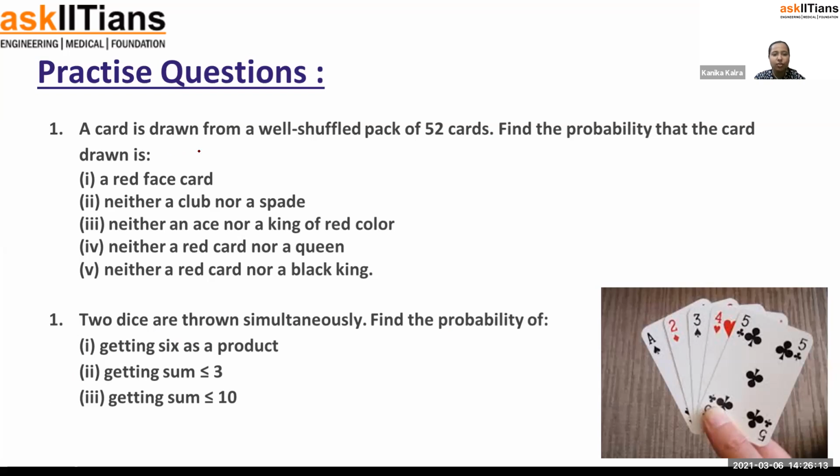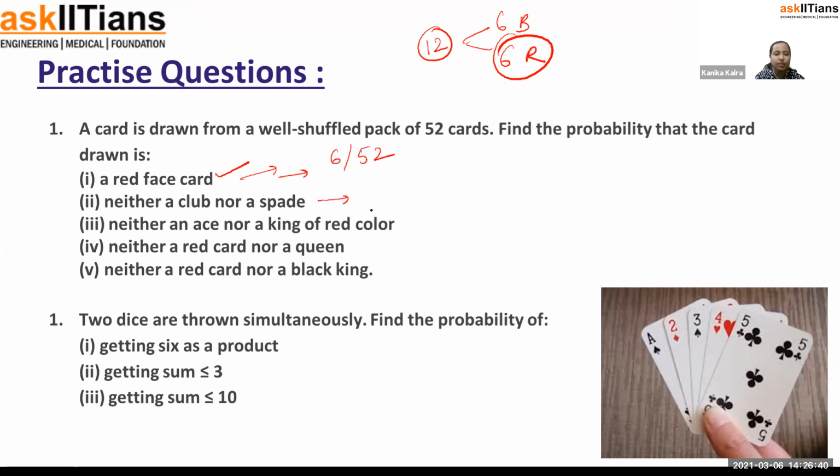So a card is drawn from a well shuffled pack of 52 cards. Find the probability that the card drawn is a red face card. Red face card means how many red face cards are there? 6. Since there are 12 face cards, 6 black and 6 red. So 6 red face cards. So it would be 6 over 52.